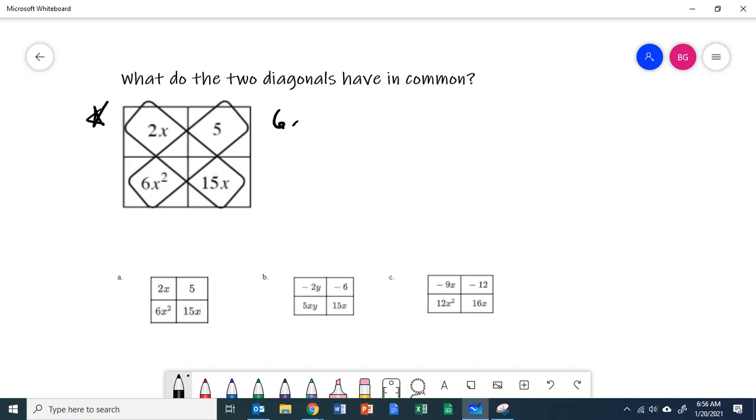So 6x squared times 5, this one right here, is 30x squared. And if we also look at 2x times 15x, that is also 30x squared. So if we multiply the diagonals, they have the same answer. The product of the diagonals is the same. So that's something unique about a generic rectangle here. If you multiply the diagonals, they are the same.